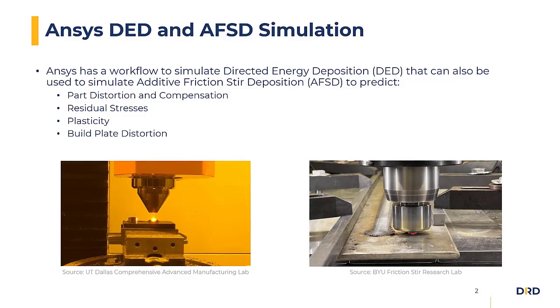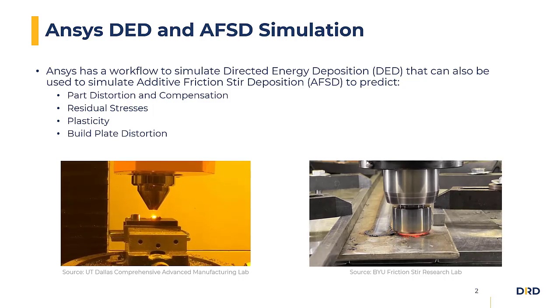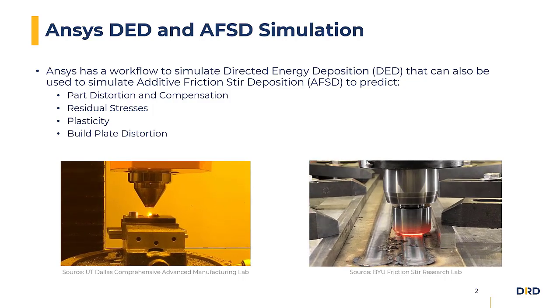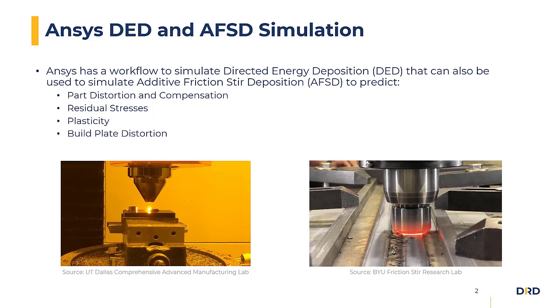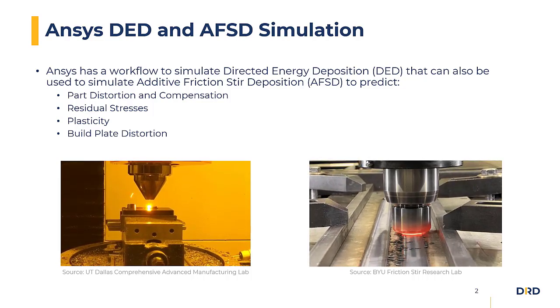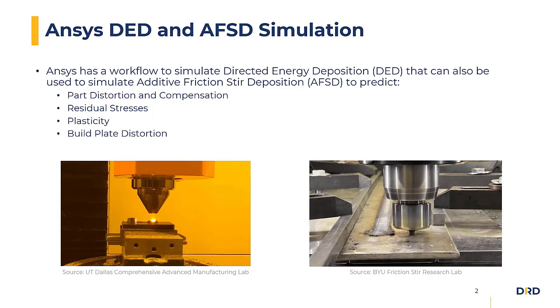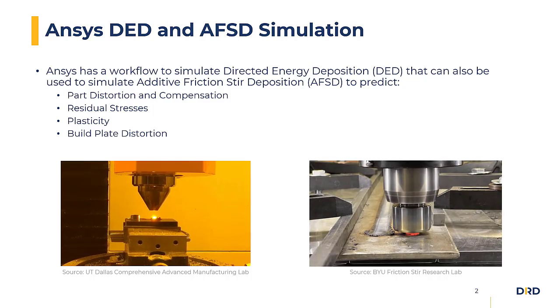Directed energy deposition, or DED, shown in the bottom left of your screen, uses a laser or electron beam to melt and deposit material that's either blown powder or wire fed. It's often used to build relatively large parts.